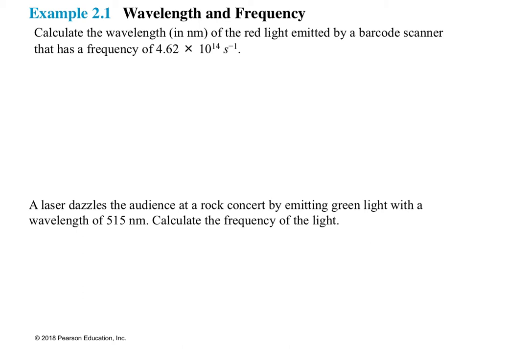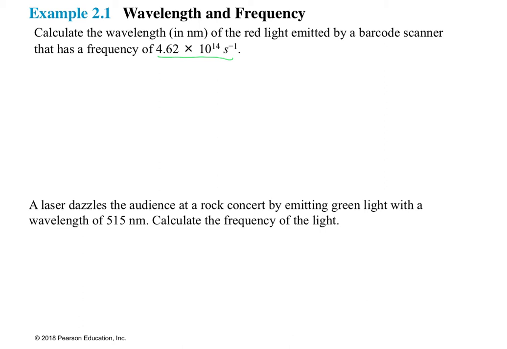So let's practice now calculating the wavelength of a red light that is emitted by a barcode scanner, and it has a frequency of 4.62 times 10 to the 14th hertz. After you've paused the video and you've tried to calculate these two things, you can proceed. I'm going to wait for you to pause.